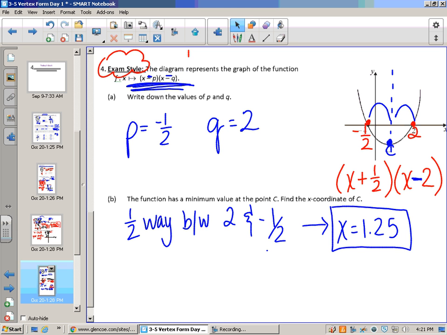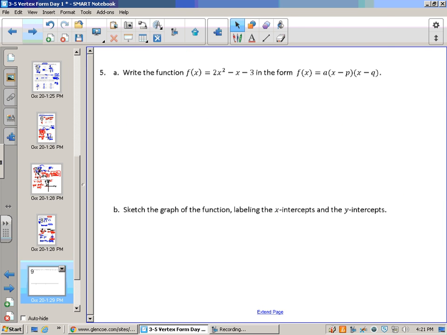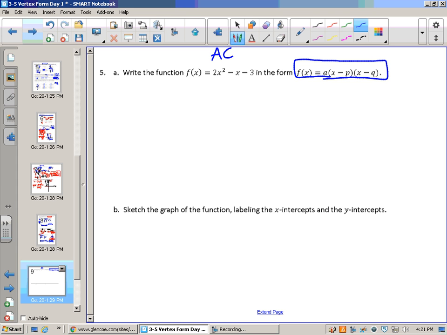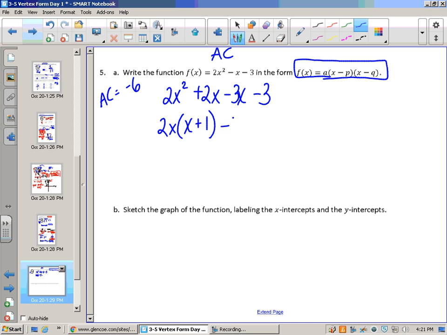Okay, I'm going to do one more with you before I let you practice. Write the function in factorized form. When I see this one, I'm thinking AC method. A times c is 2 times negative 3, which is negative 6. So I get 2x squared, and then what multiplies to negative 6 and adds to negative 1? Plus 2x minus 3x minus 3. If I factor by grouping, I can pull out a 2x, x plus 1, minus a 3 times x plus 1. So my factors are 2x minus 3 and x plus 1.